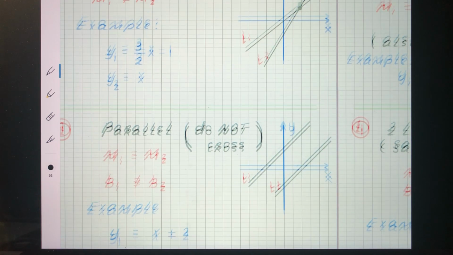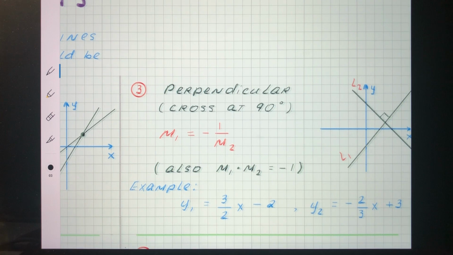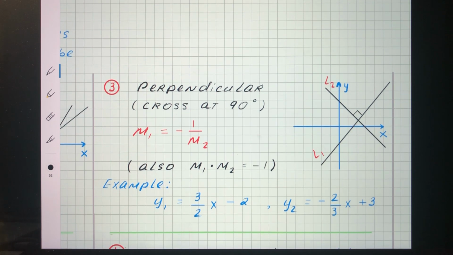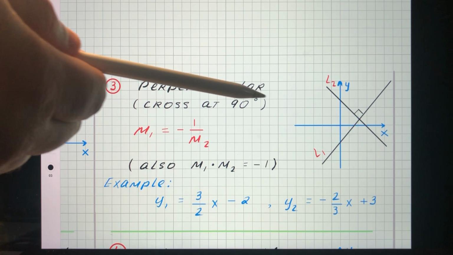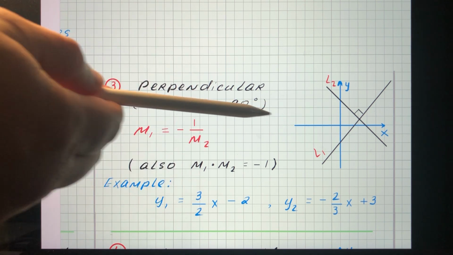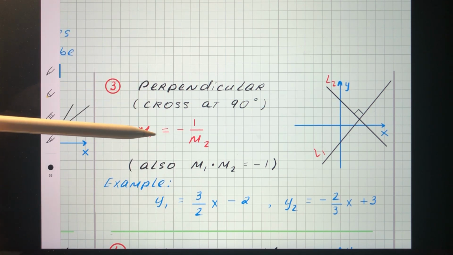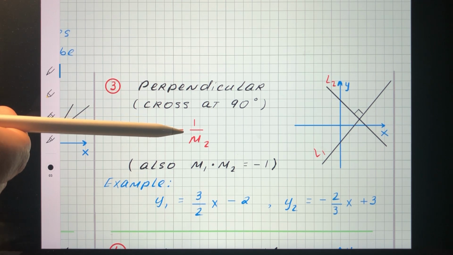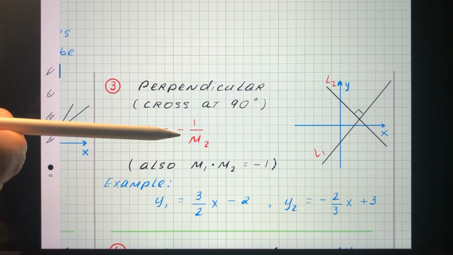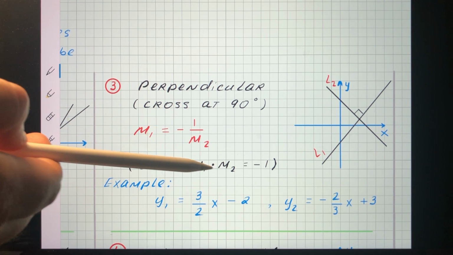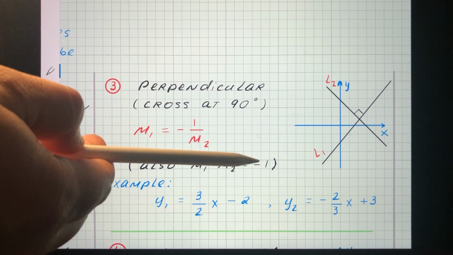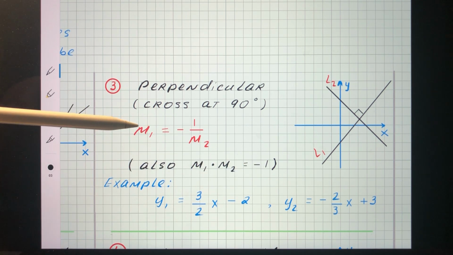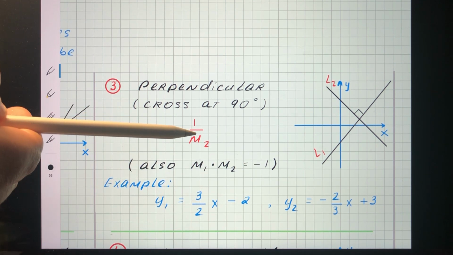The third possibility is we may get two lines that are perpendicular. And if the two lines are perpendicular, they cross at 90 degrees, their slopes are negative reciprocals of each other. That means that the slopes have opposite signs and the numbers are flips of each other. One way we can check that is if we multiply the two slopes and the answer comes out to be -1, that means that the two numbers are negative reciprocals of each other.